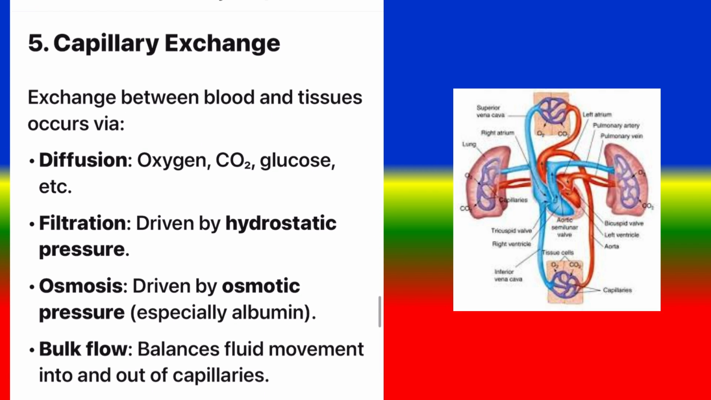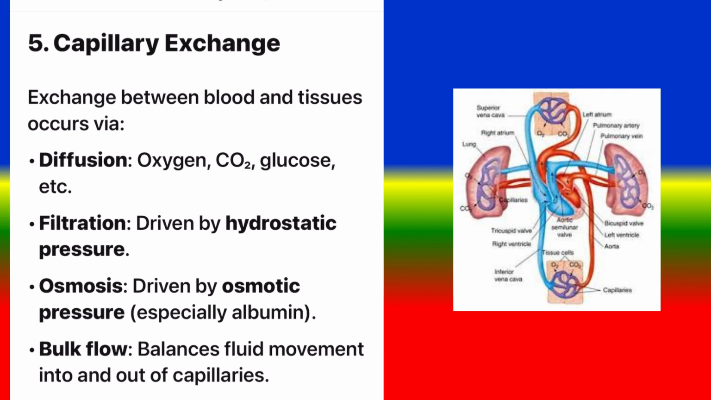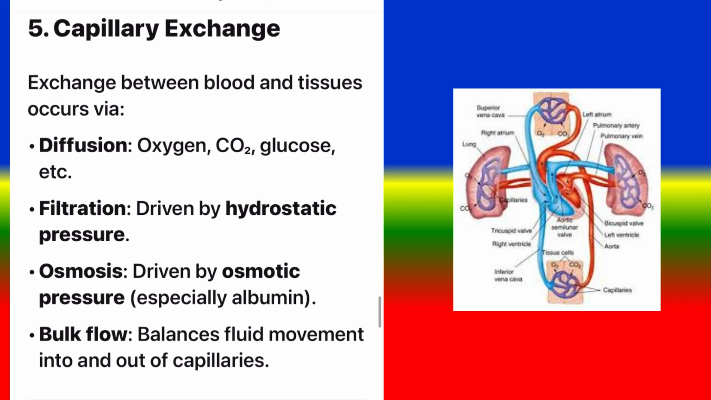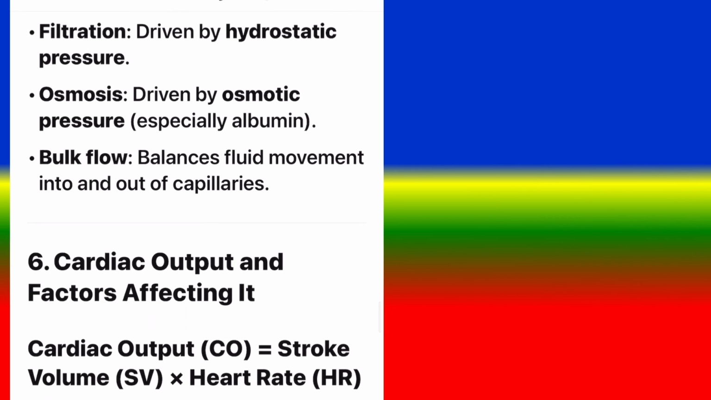5. Capillary exchange. Exchange between blood and tissues occurs via diffusion of oxygen, CO2, glucose, etc. Filtration, driven by hydrostatic pressure. Osmosis, driven by osmotic pressure, especially albumin. Bulk flow balances fluid movement into and out of capillaries.